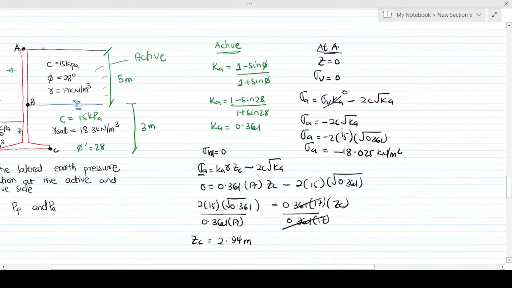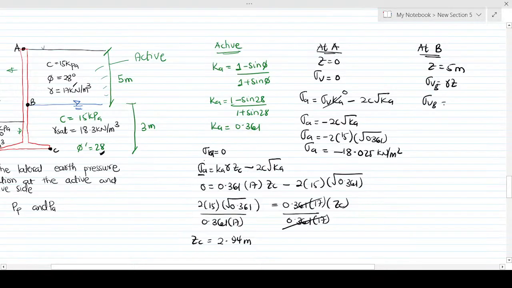Now, assuming T was to be zero in this case, then it will be zero here, right? So you know this solution. So I'll go to B. At B, the soil here and the soil here are the same because we have the same size. At B, Z is equal to 5 meters, right? And so my vertical stress will be gamma Z at B.